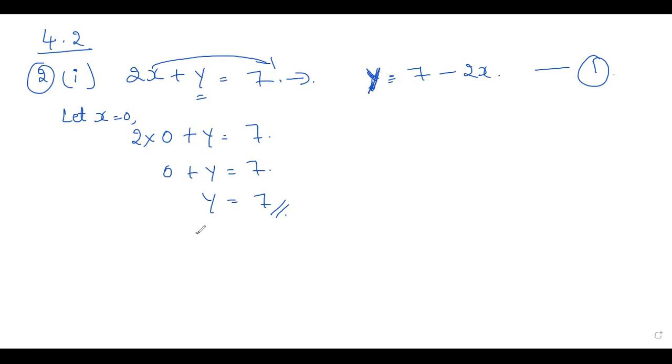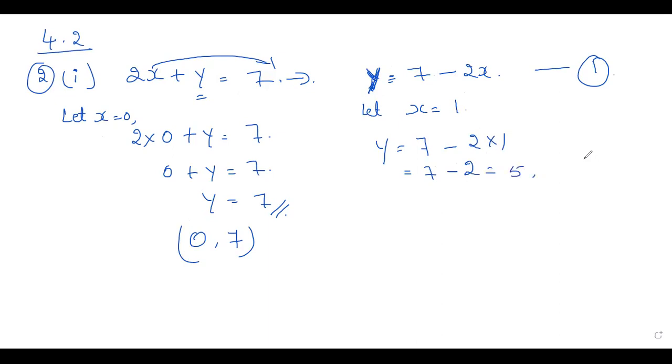Now what are the points here? X is 0. We have given 0 here. What is the value of y here? It is 7. Now I'll give x is equal to 1. Let x is equal to 1. Then y is equal to 7 minus 2 into 1. 7 minus 2 is 5. What are the points here? X is 1 and y is 5. 1 comma 5. And let x is equal to 2.